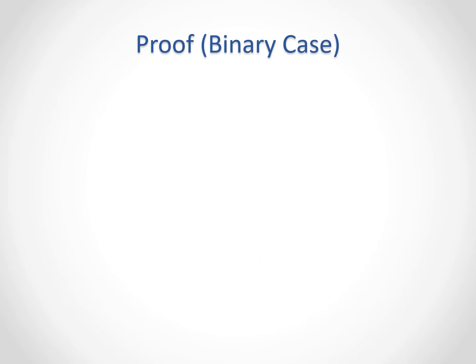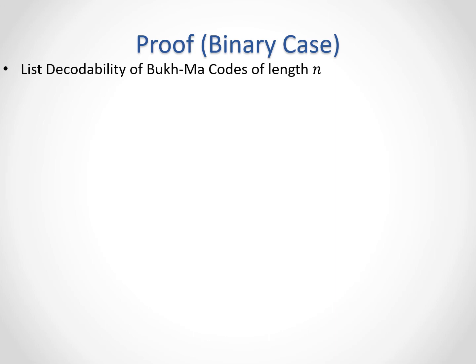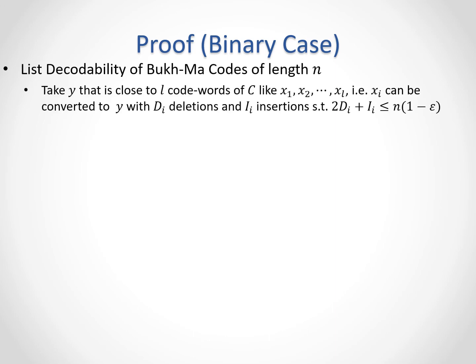Let's start with the first part, that is the analysis of the list decodability of Bukh-Ma codes. Take some string y and assume that y is close to L codewords of the code C, which is a Bukh-Ma code as described in the previous slide, and let's call those L codewords x1, x2 to xL. By y being close to xi, we mean that xi can be converted to y with some number of deletions di and some number of insertions ii, such that 2 times di plus ii is not larger than n times (1 minus epsilon). In order to show that code C is list decodable with the almost perfect error resilience, we have to provide an upper bound for L.